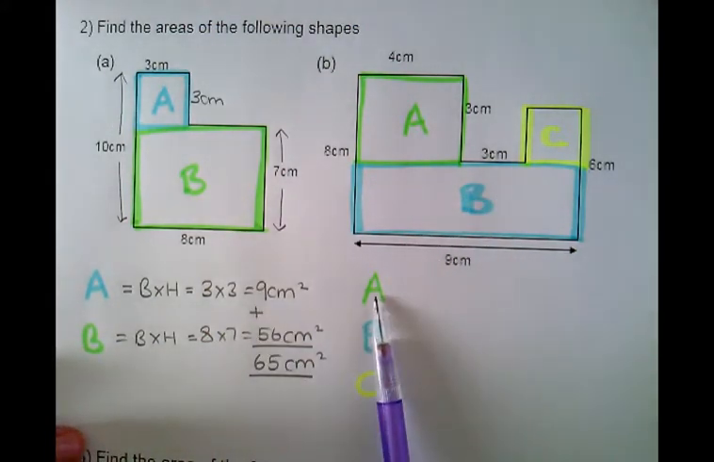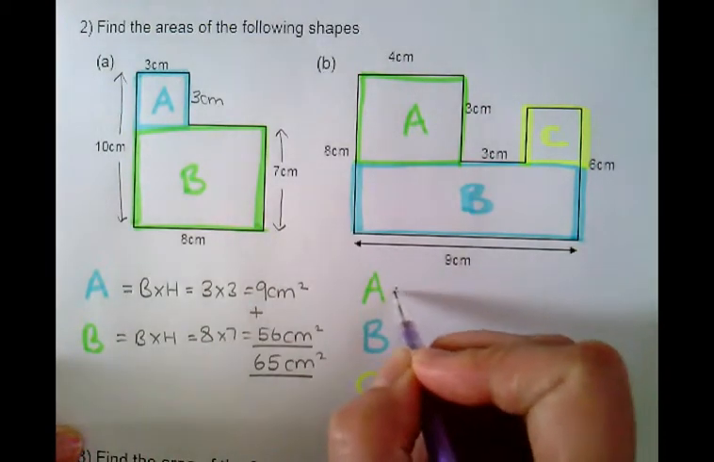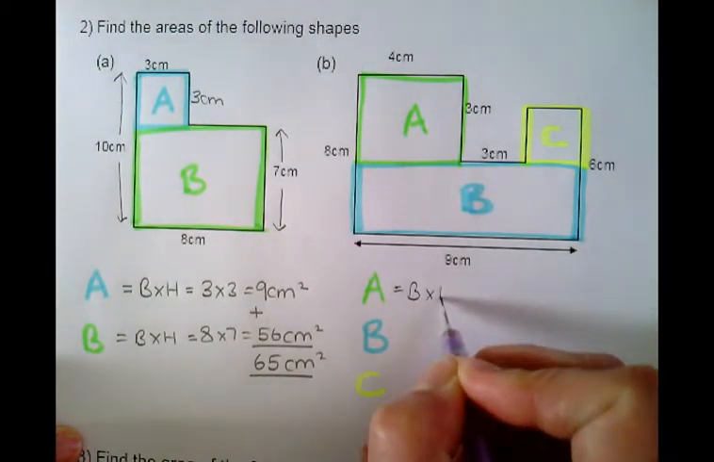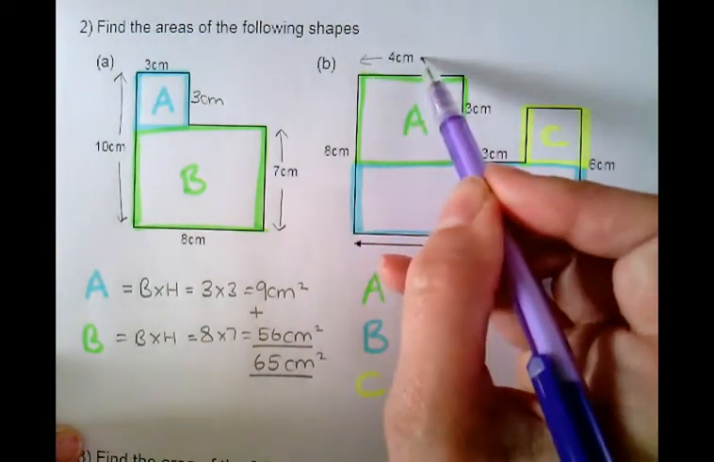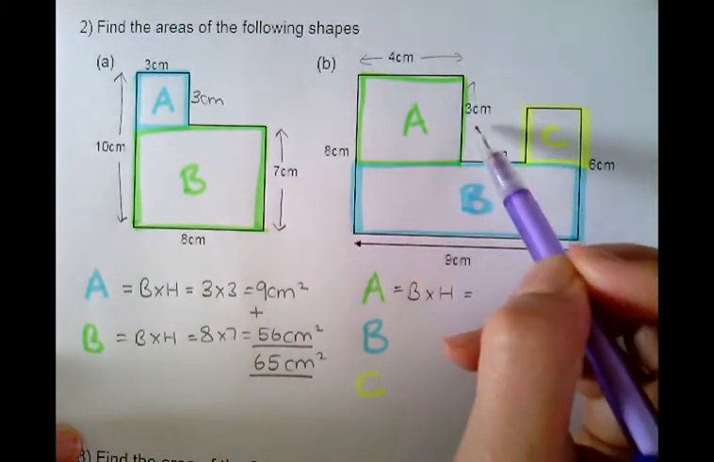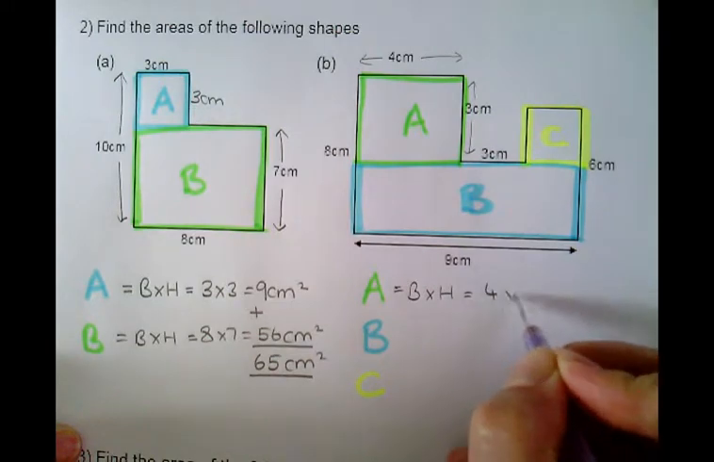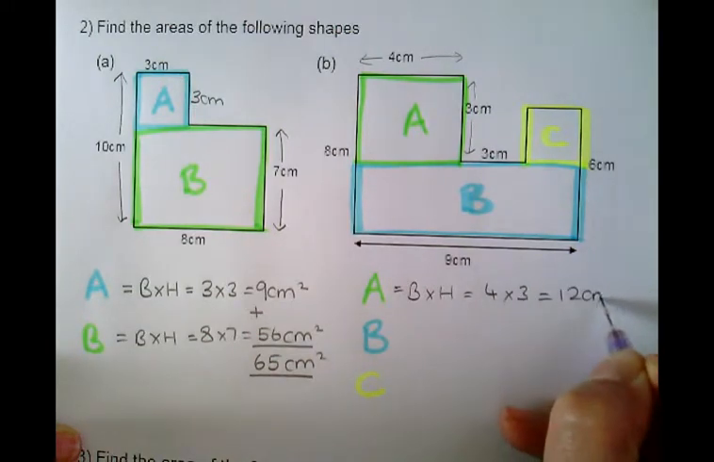So rectangle A then, base times height. Again, they're all rectangles, so you're just using base times height. So the green one, it's labelled clearly there, 4 going across, 3 going down, so it's just 4 times 3, 12 centimetres squared.